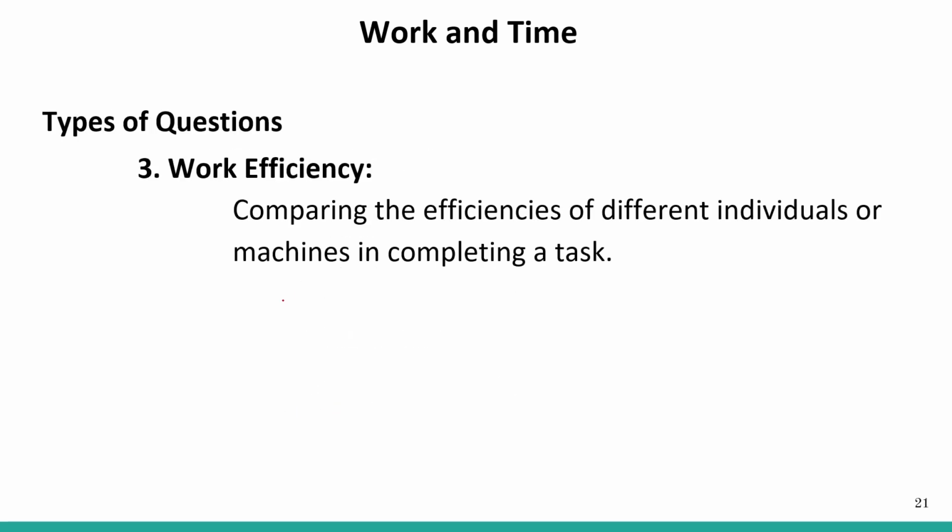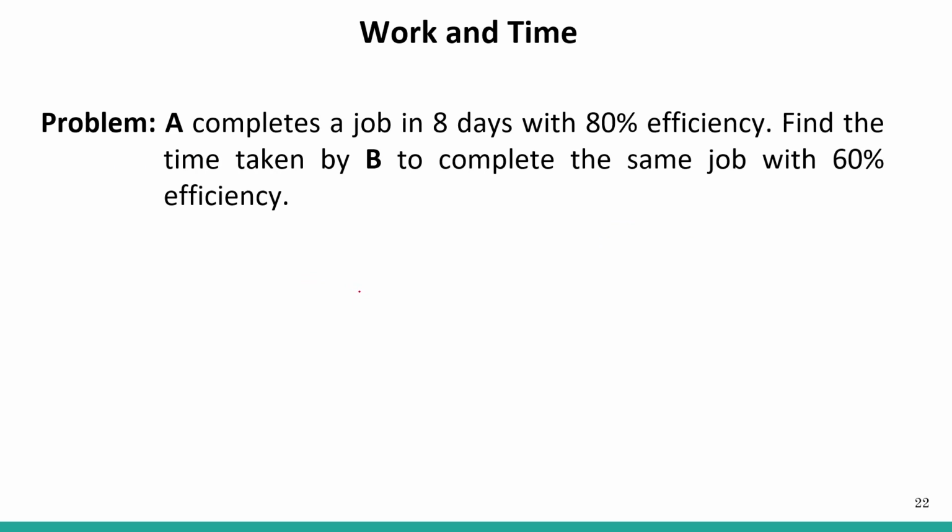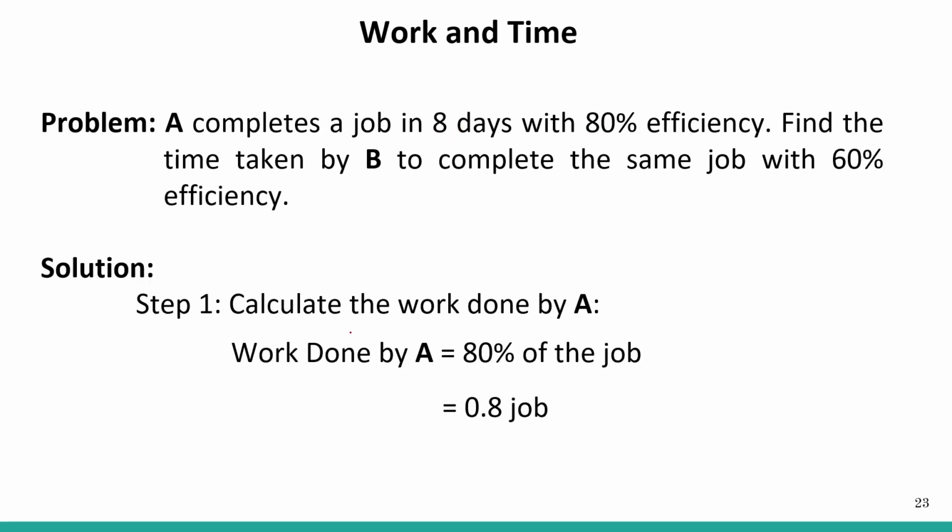Now let's see the third kind of question, that is on work efficiency: comparing the efficiency of different individuals or machines in completing a task. Let's see a problem on this to get a better gist. A completes a job in 8 days with 80% efficiency. Find the time taken by B to complete the same job with 60% efficiency.